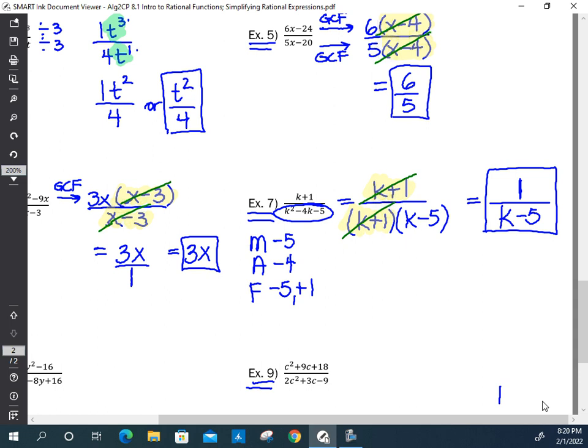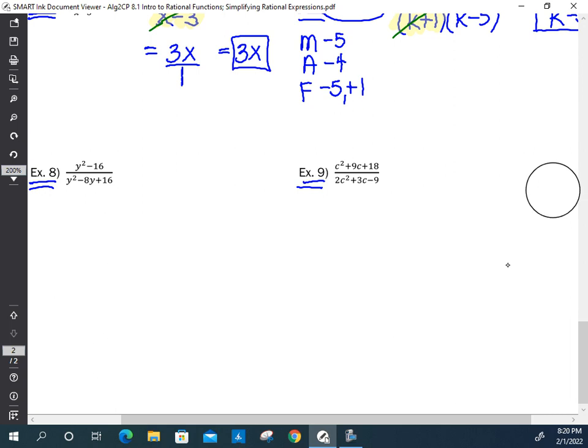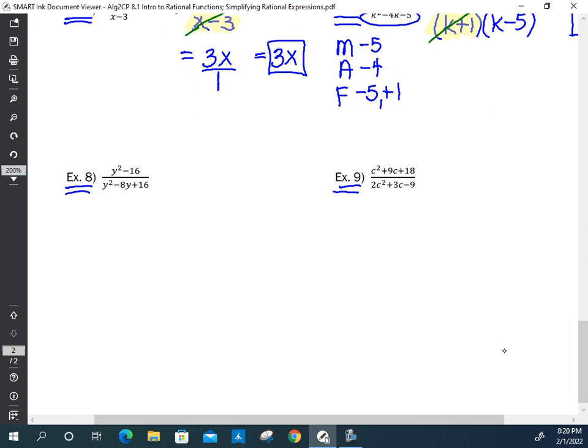So let's continue on. Example 8: y squared minus 16 over y squared minus 8y plus 16.